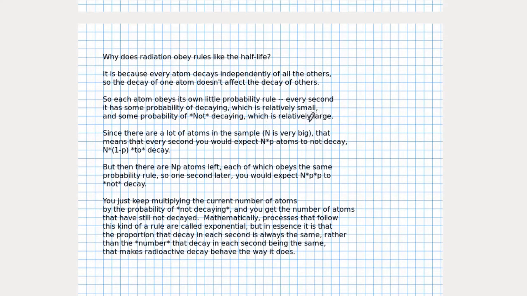Since there's a lot of atoms in the sample, and it's very big, every second you'd expect the number times the probability to not decay, atoms to not decay, and 1 minus that to decay. So if you had 1,000 atoms to start with, and a 90% probability of not decaying in 1 day, or 1 second, or whatever amount of time you're talking about, you would find that after 1 day, on average, there would be 900 left.